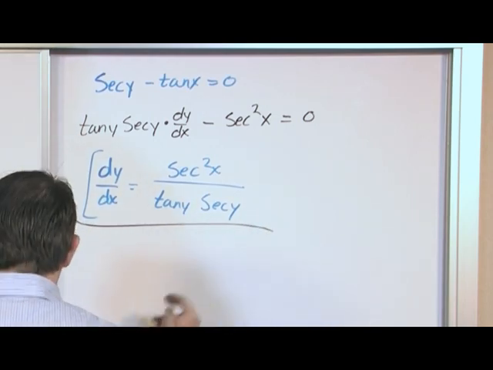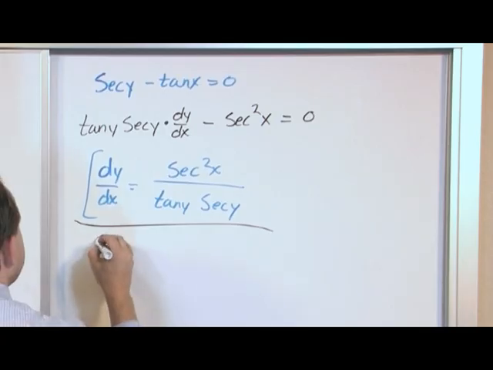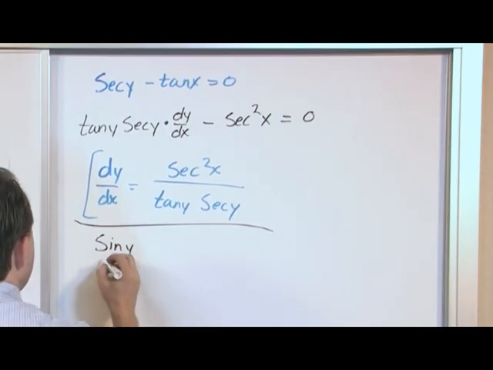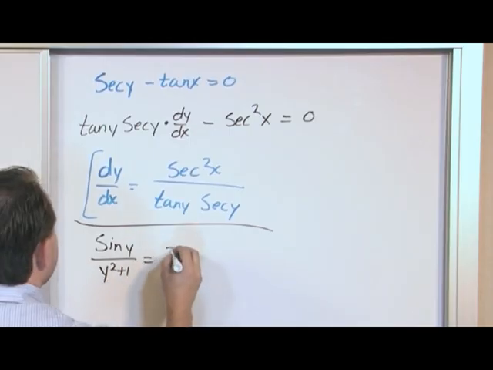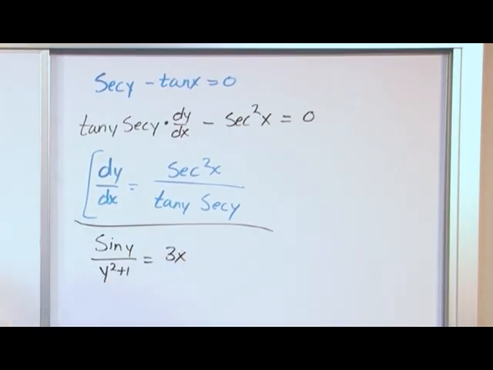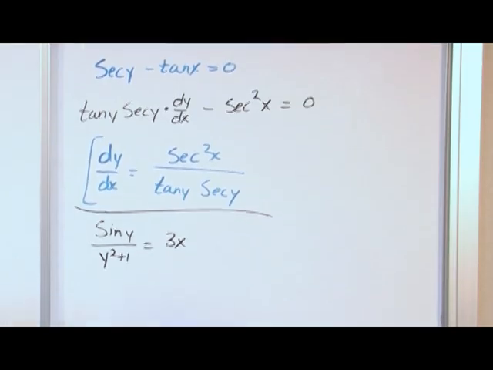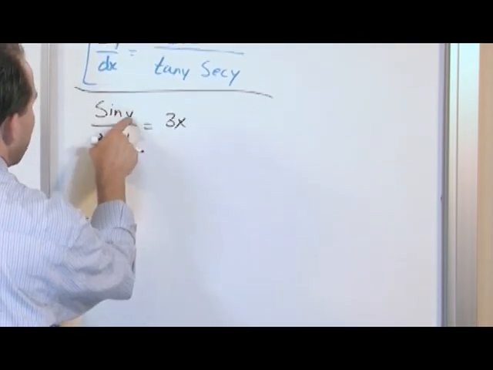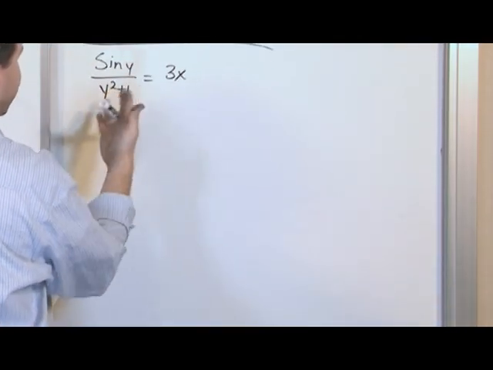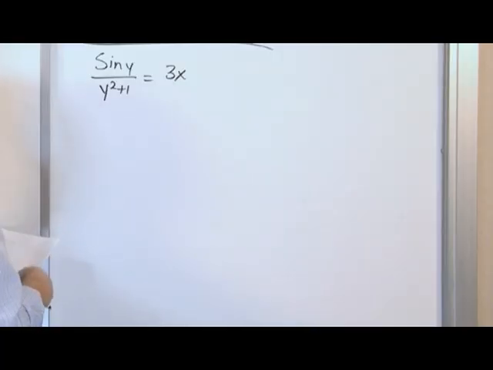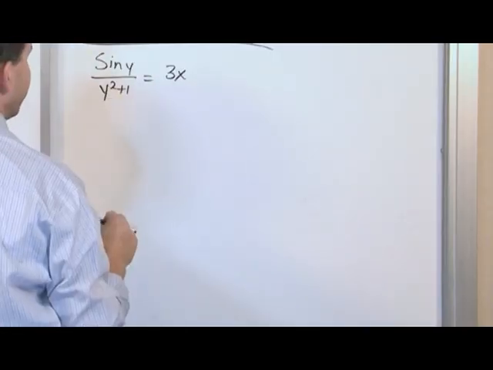Okay? Now let's say we have the function sine of y over y squared plus 1 equals 3x. Okay? So again, you can't really solve for y here. You've got sine of y, and then you have y squared plus 1. It's just impossible to really solve for that very easily. So we're going to take the derivative of both sides.